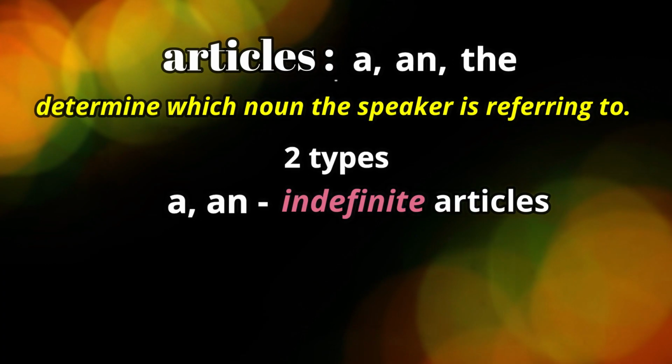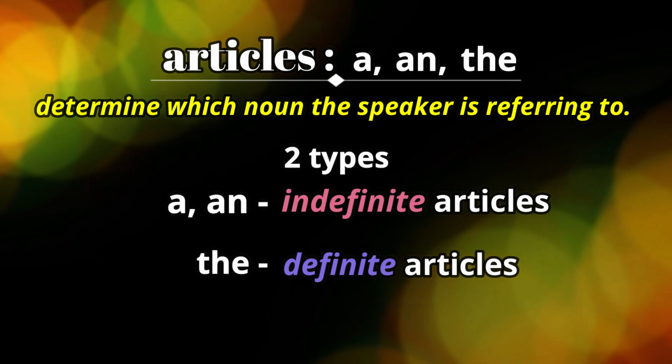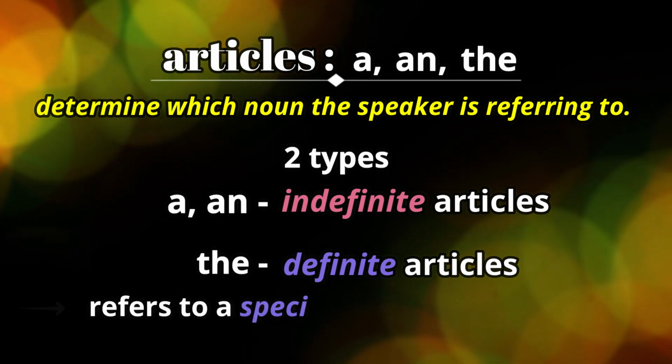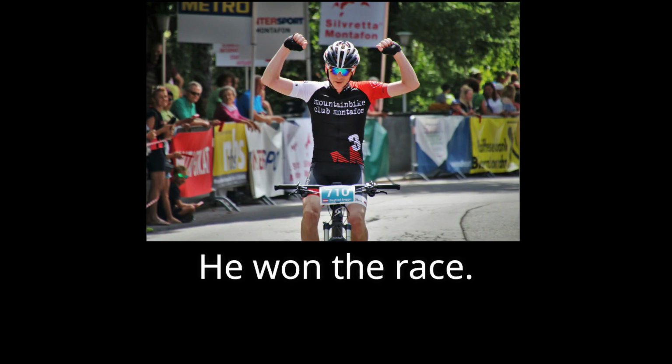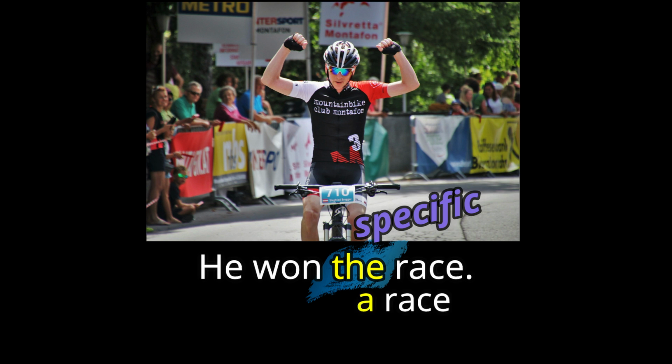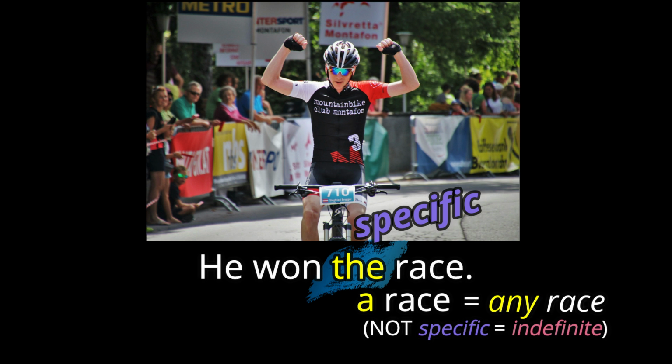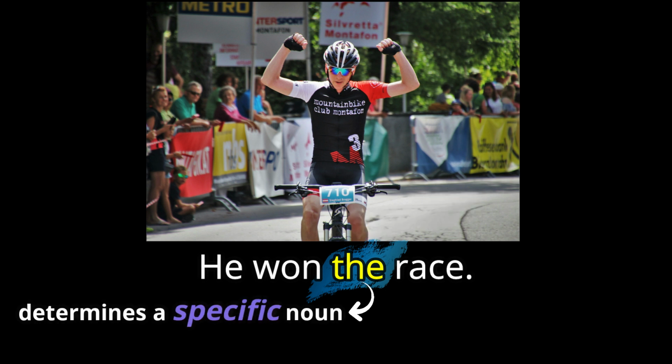And then the word the is what we call a definite article. And that refers to a specific version of a noun. In the example, he won the race. The race, the is the article, and it's telling us about a specific race. For example, if I said he won a race, that could be any race. So the determines a specific noun, like the race in this case.